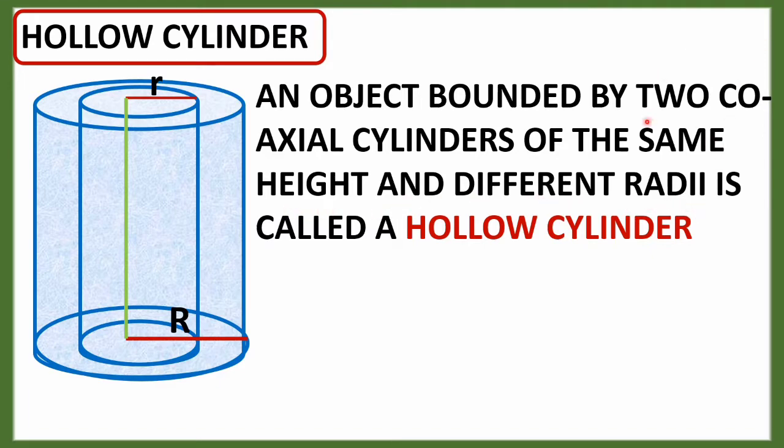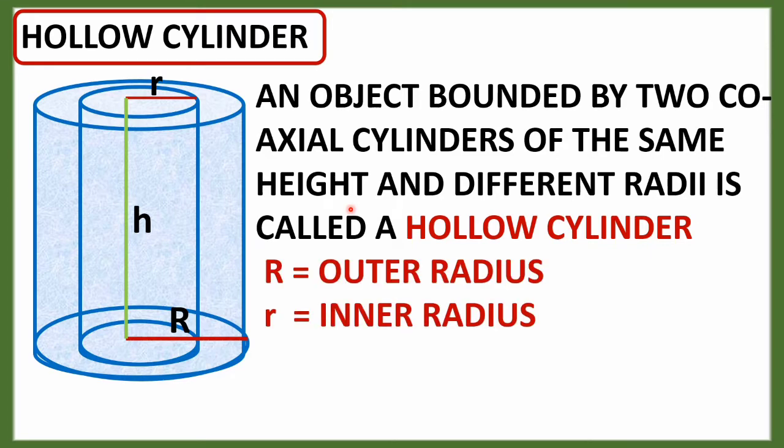What is meant by coaxial? Coaxial means a line joining the center of each of the two bases. So, an object bounded by two coaxial cylinders of the same height and different radii is called a hollow cylinder. R equals outer radius, small r equals inner radius, h equals height. Then what is this W? The thickness of the portion is called W. We can find W as outer radius minus inner radius.